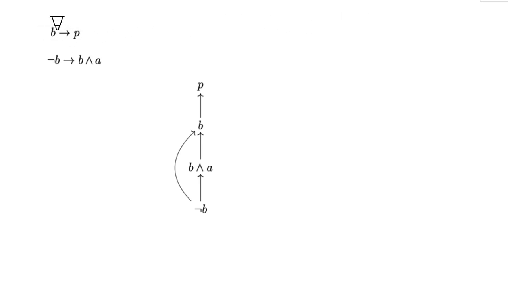Let's take a look at how we can show that a proposition is true based on some other information. So let's suppose that we know that this conditional statement is true. We're going to assume this is true, and we're also going to assume that this one is true as well.